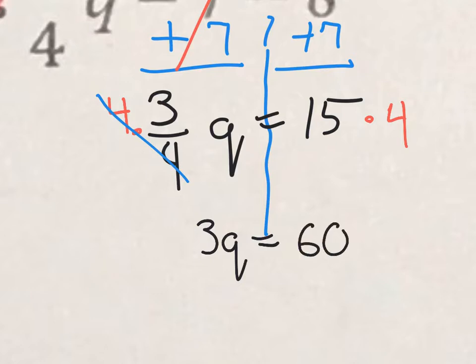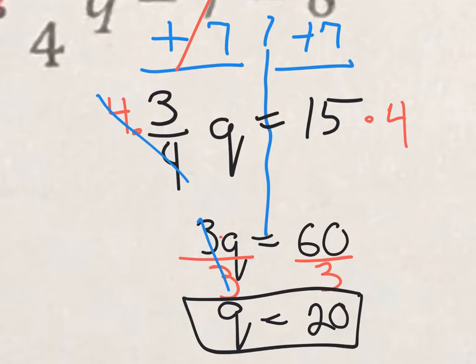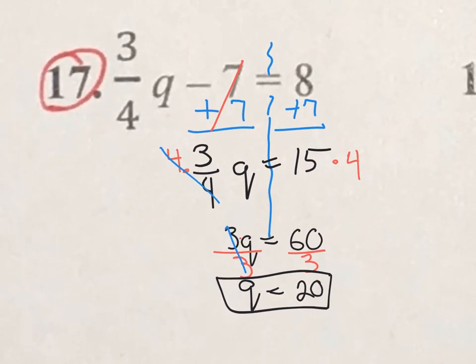Final step would be to get rid of that 3 right in front of there by doing the opposite of the multiplication. Division. So you do divided by 3, and yes, the 3s cancel. So you'll have Q equals 20. Easy peasy.